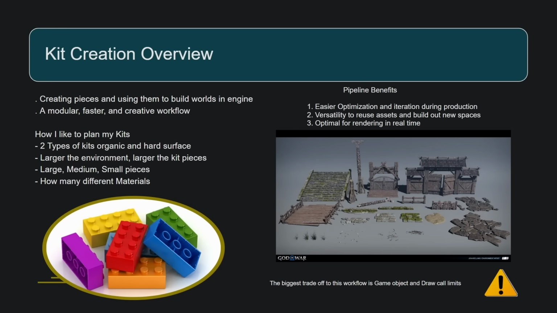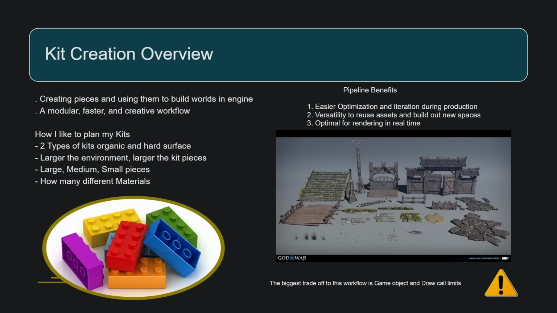Another aspect of kits that I like to plan for is focusing on my large, medium, and small pieces. Just think of it like a painting, right? Or treat it like any form of art. On that note, I usually end up starting off with large and medium pieces first, because it makes things a little bit more simple. Once I start getting too much into the details, like the small individual bricks, I can almost get overwhelmed by how many kit pieces I have going on.